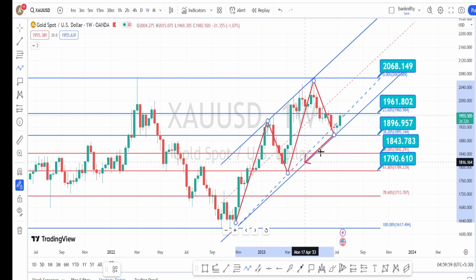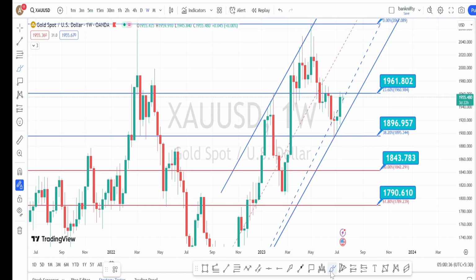And as long as the price action is trading within this bullish channel pattern, we can expect the bullish trend to continue in weekly time frame. So for the weekly time frame, the current trend of the price action is still in a bullish trend. The price has to break this support level of 1896 in order to make a bearish side trend reversal in weekly time frame.